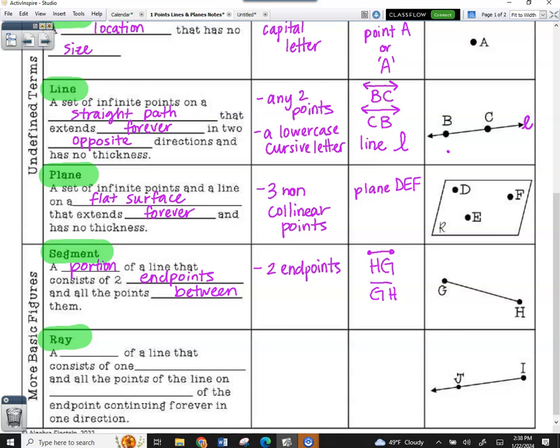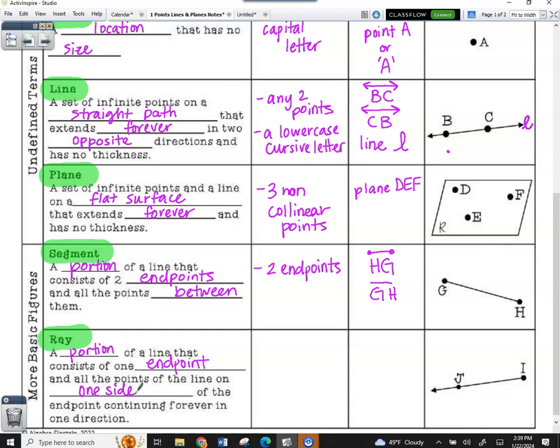Which brings us to the last geometric term that lays the groundwork for the whole semester. Ray. A ray is a portion of a line that consists of 1 endpoint, and all the points of the line on one side. Now, here's where we have to be careful.